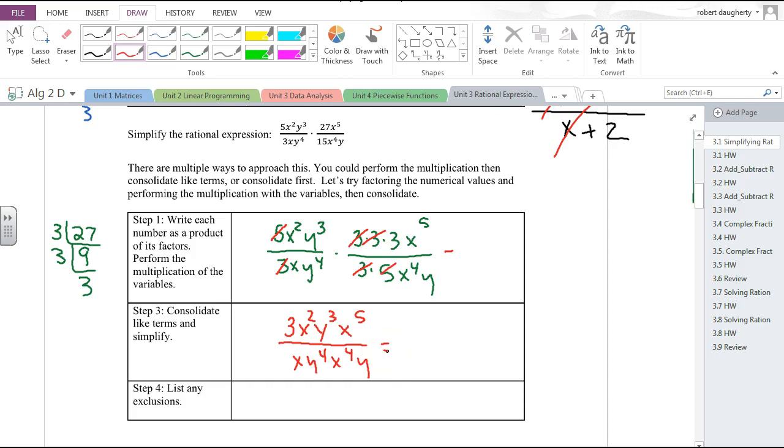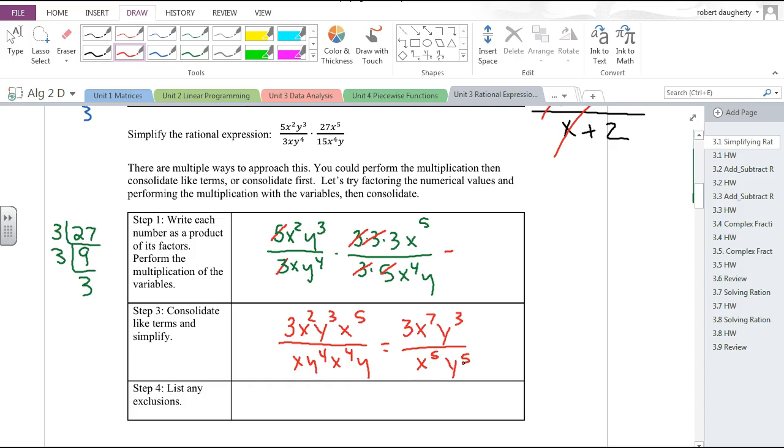We had a unit on exponents already. What is x squared times x to the 5th? X to the what? I'm not hearing it, and I do have trouble hearing, but did I hear 7? X to the 7th, y cubed. What is x times x to the 4th? X to the 5th. What is y to the 4th times y? Y to the 5th, okay?